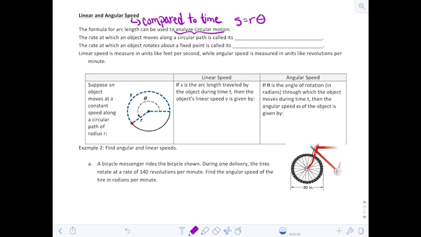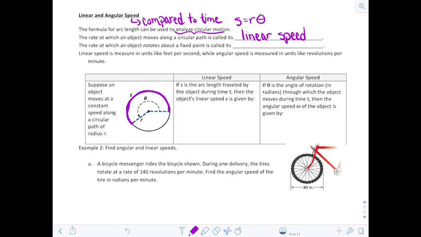When we talk about an object moving along a circular path, we are talking about traveling around the circumference of a circle. If we're talking about that speed, that is linear speed. And linear speed is a distance traveled. Moving forward or backward, it can be measured in inches, feet, yards, miles, meters. It has a linear distance.